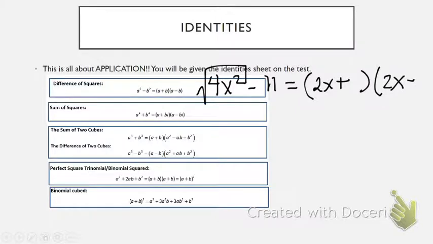Does it matter, Miss Smith? No, it does not matter which one you write it as. It really doesn't. Just identify and be able to understand that those are fluid as well. They're flexible. It goes both ways.